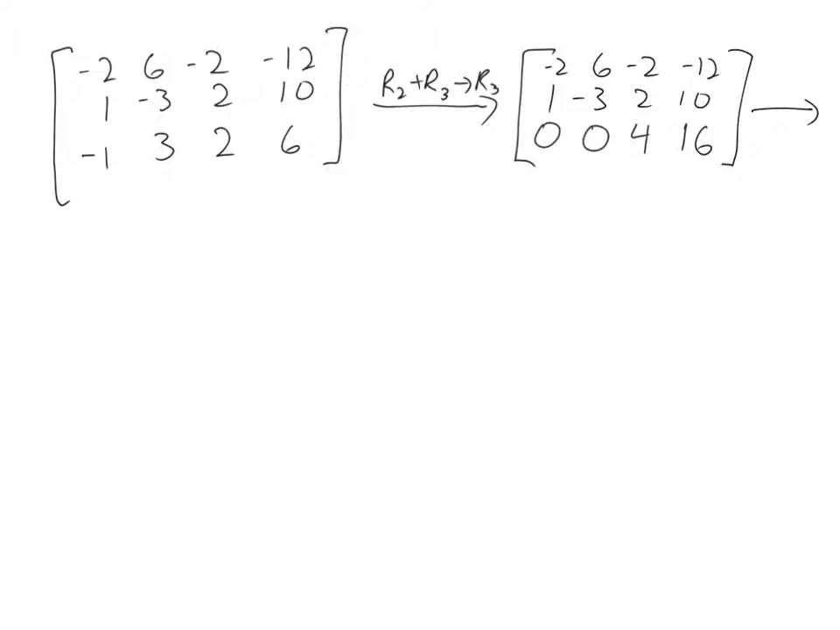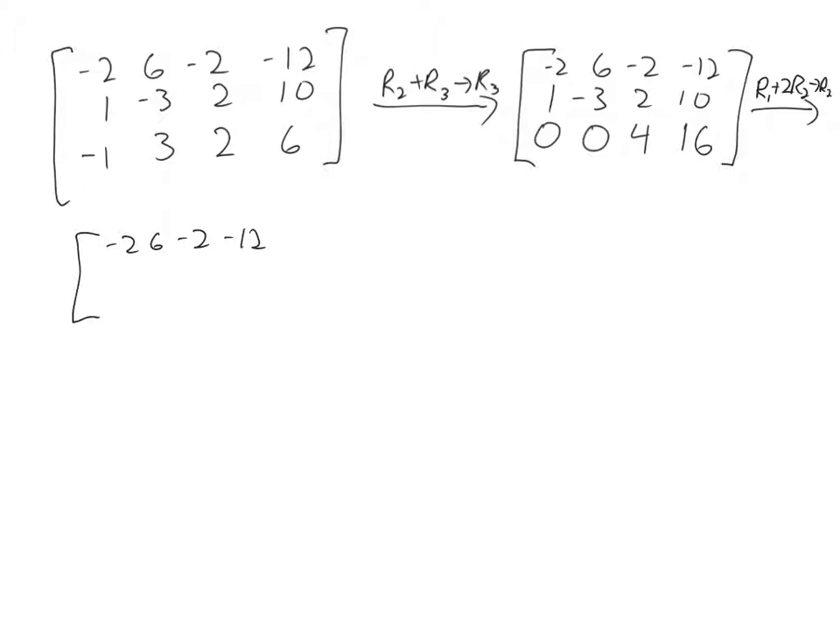All right, what I'm going to do next is get a 0 here. So I'm going to take this row and add it to 2 times this row. So I'm going to take row 1 and add it to row 2, and that will replace row 2. So we're left with -2, 6, -2, -12 staying the same.